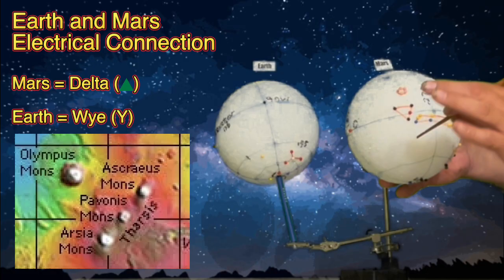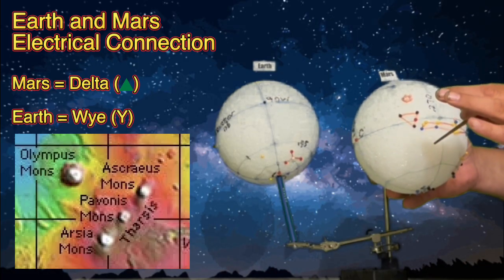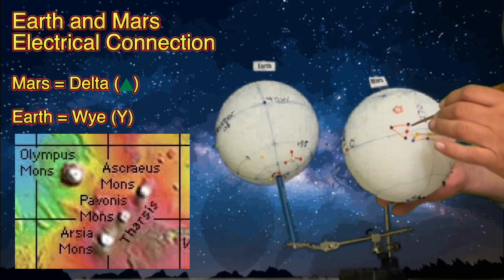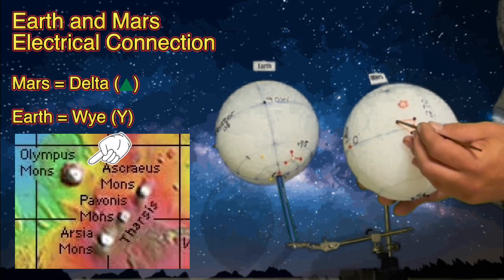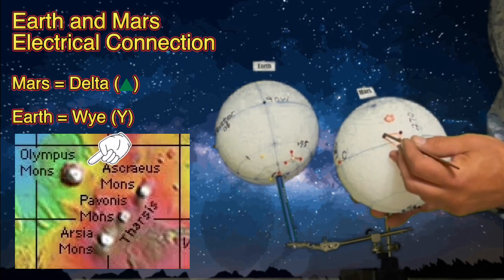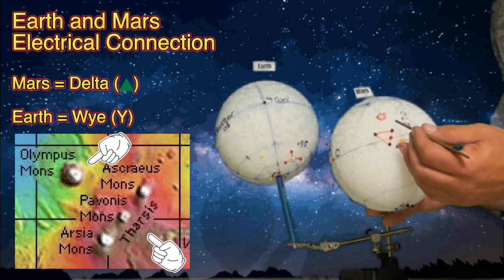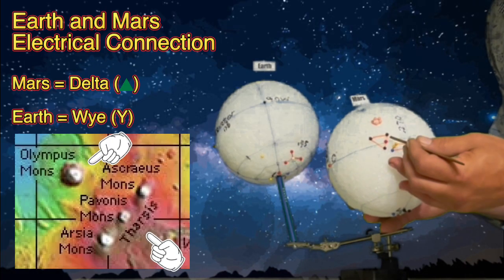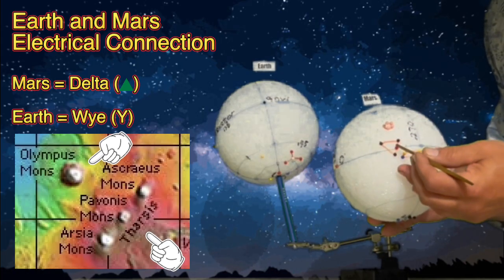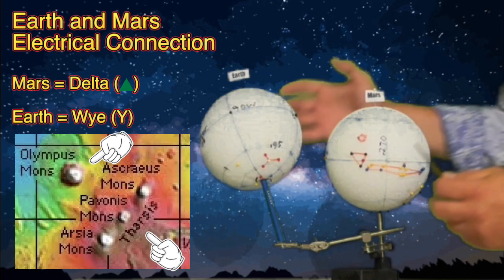At the literal largest portion of Mars, across the widest segment of the planet, we have Olympus Mons, and then we have the three volcanoes, if you will. They're not volcanoes, but the three towers of the Tharsis Mons.